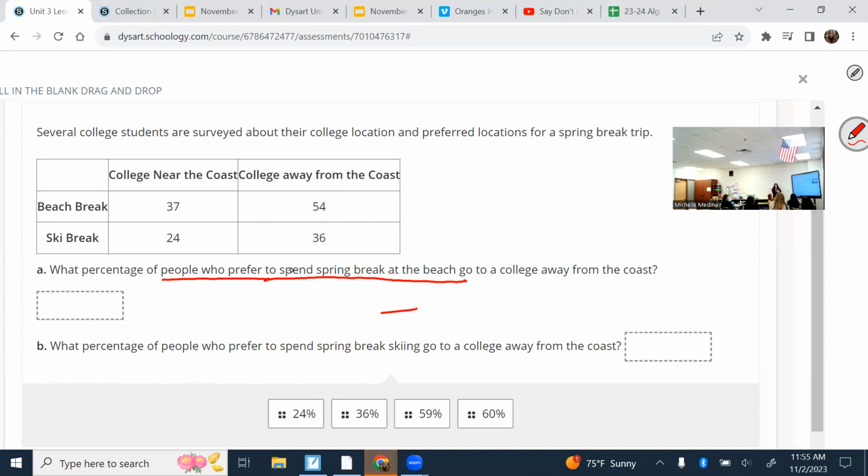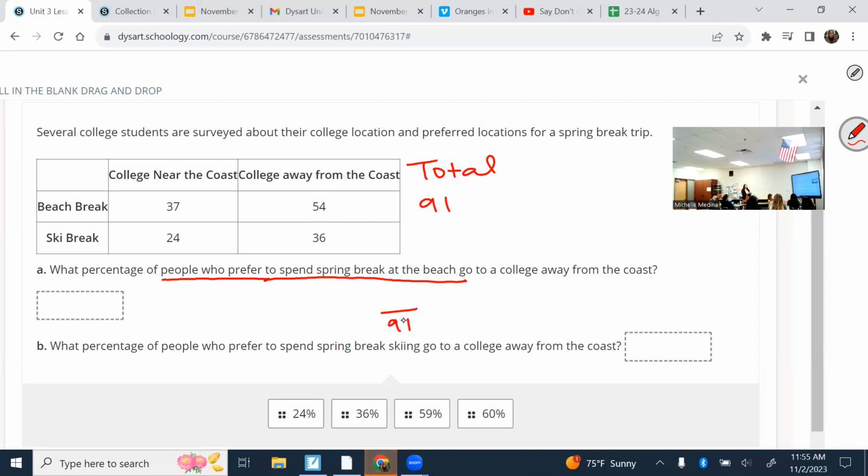What two things do I need to add? Well, tell me the number. Tell me what two numbers to add. Okay, 37 and 54 would give me my total of people that prefer the beach, which would be 91.